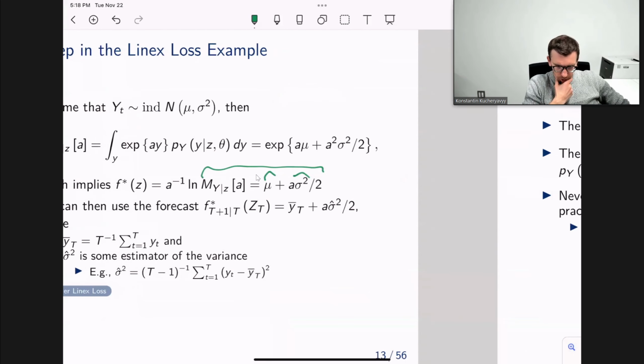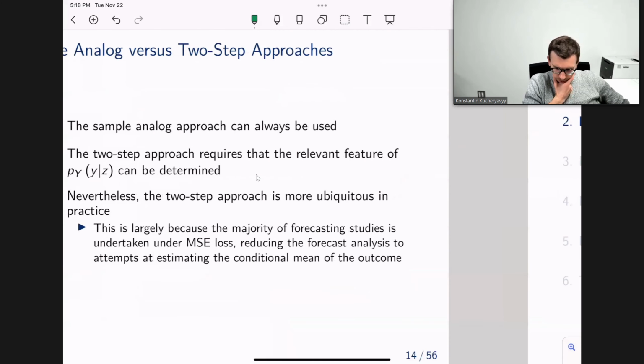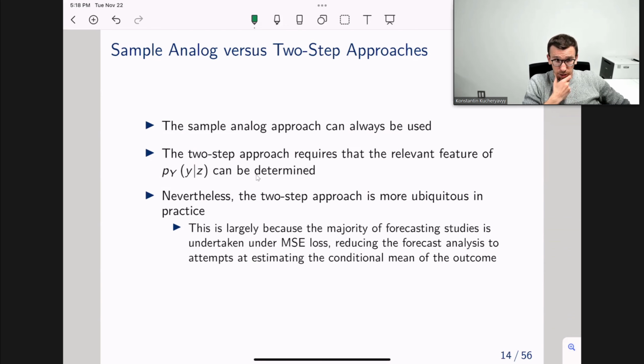So now a quick summary. Sample analog versus two-step approaches. The sample analog approach can always be used. We just formulate the sample analog and optimize. The two-step approach requires that the relevant feature of the data generating process is determined. The two-step approach is more ubiquitous in practice. And this is what Elliott and Timmermann say. This is not my opinion, this is their opinion on why most people are doing the two-step approach.